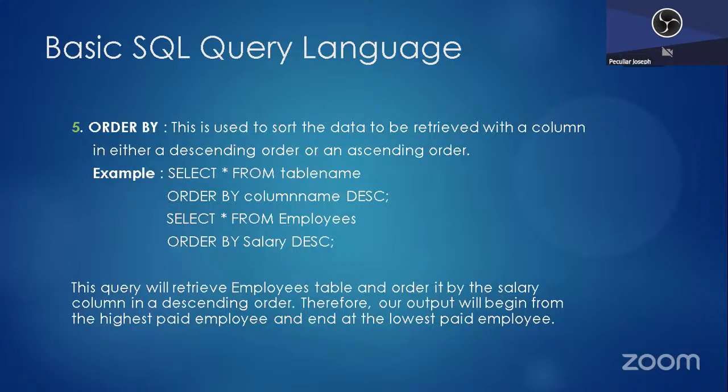ORDER BY is used to sort our data. We can sort our data either in an ascending order or a descending order. When we want to sort our data, we sort it using a particular column in that table, and what we make use of is ORDER BY to do that. When we are sorting in a descending order, we use DESC; when we are sorting in an ascending order, we use ASC. So let me show us how that works.